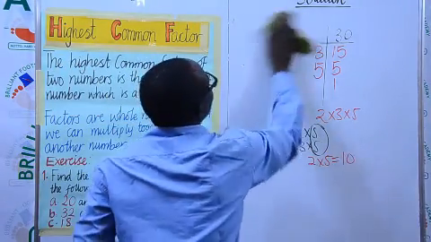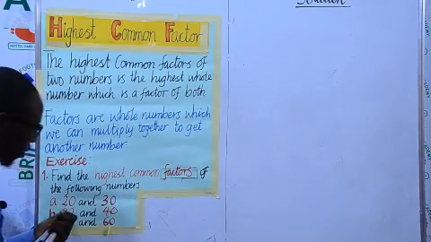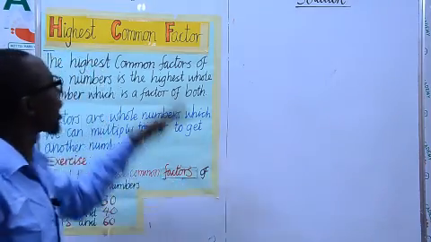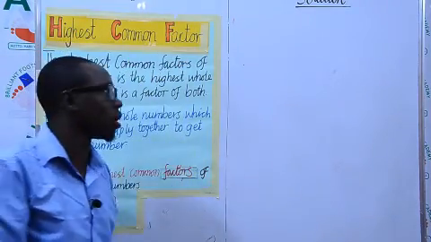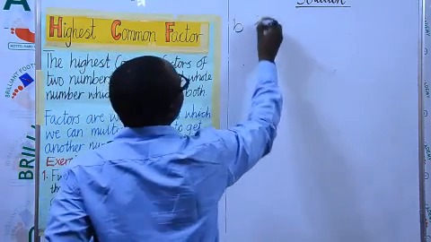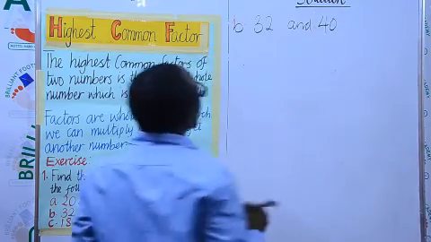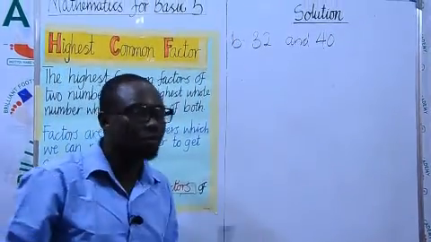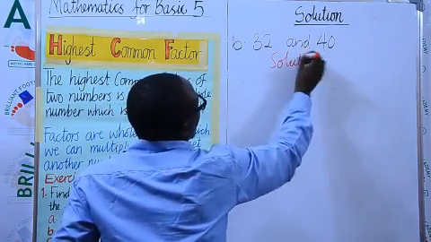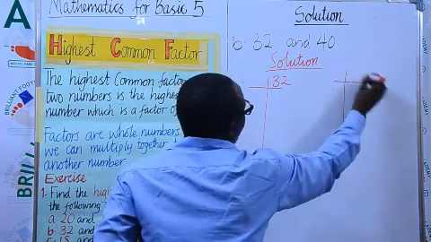Now the second example is we are asked to solve what? Find the HCF of 32 and 40. And please, whenever I say HCF, it's the same thing as highest common factor. So let's find the HCF of 32 and 40. Exactly. So we're going to solve it the same way we solved the first one. So what do we do? Try to tabulate it this way. We have 32 here and we have 40 here.